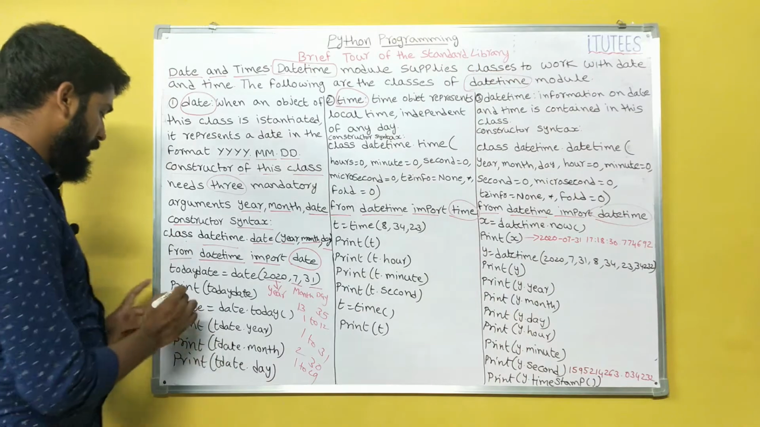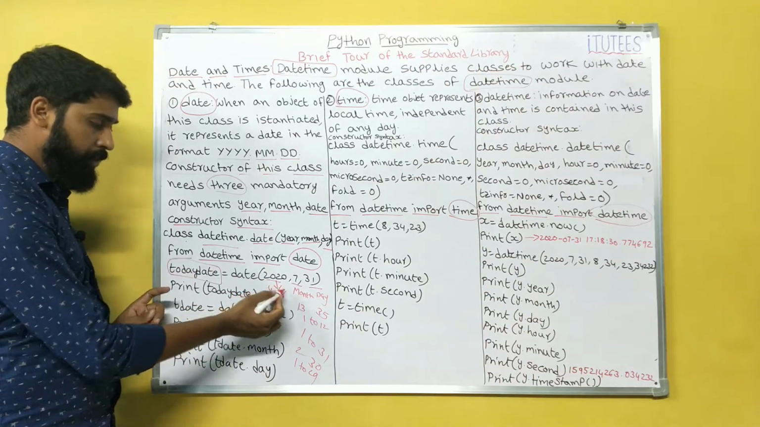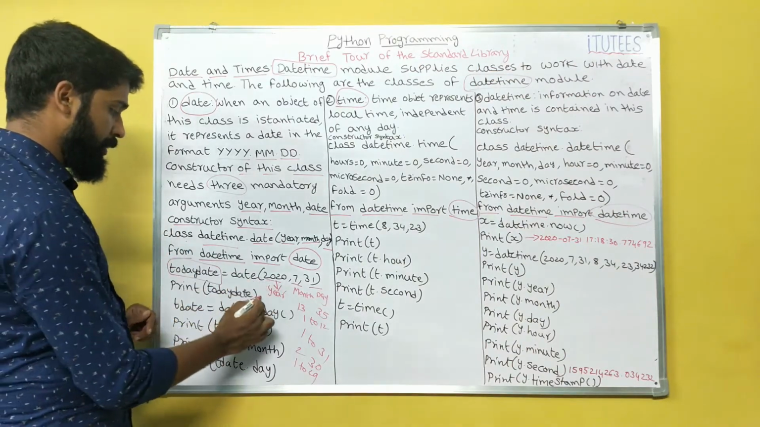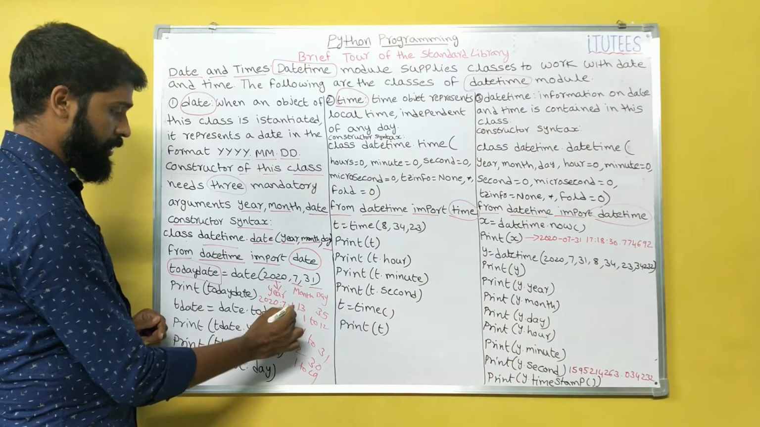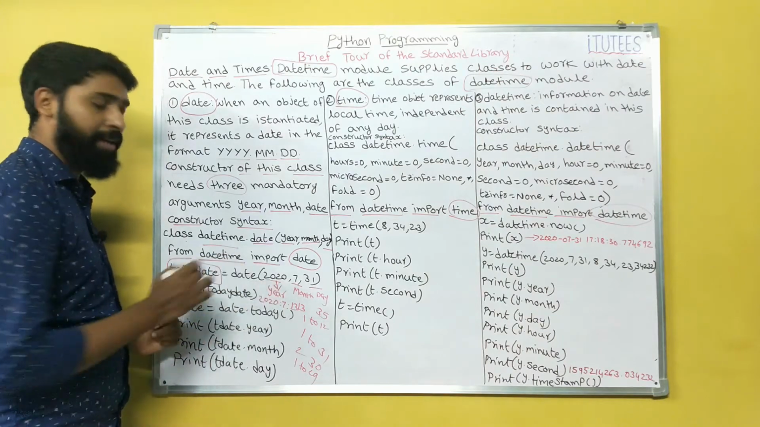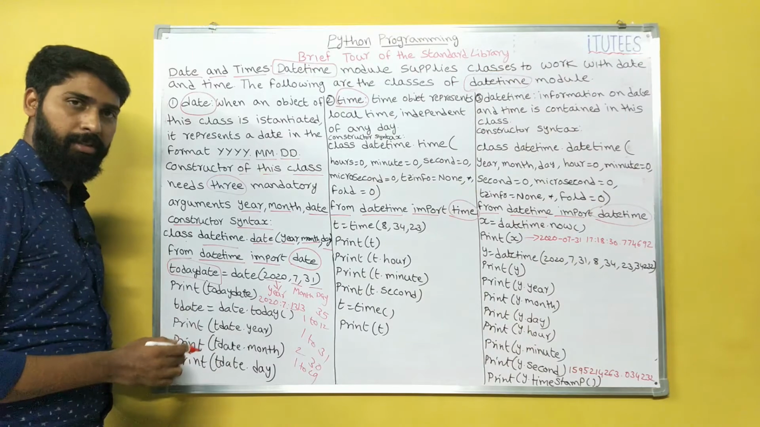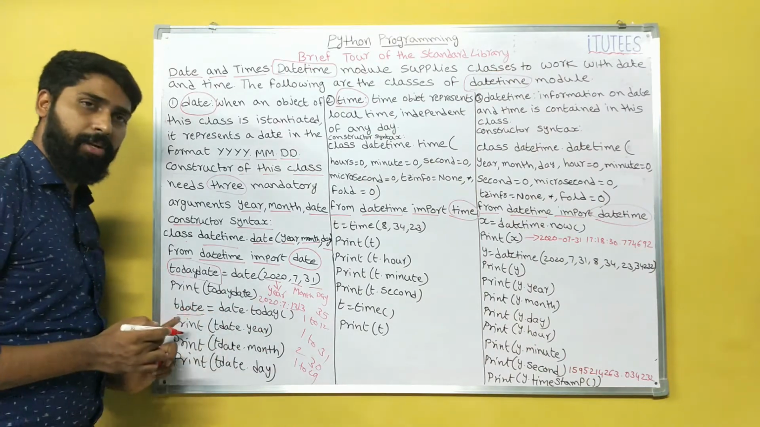Okay, so now print today_date. This is the variable in which this data is stored. It prints 2020, then the month, 7, then 31. This is initialized manually. Another way is date.today. Date.today means today's date is automatically stored in this variable t_date.